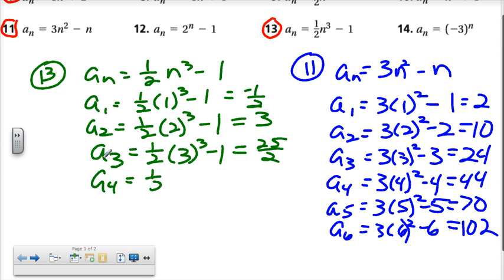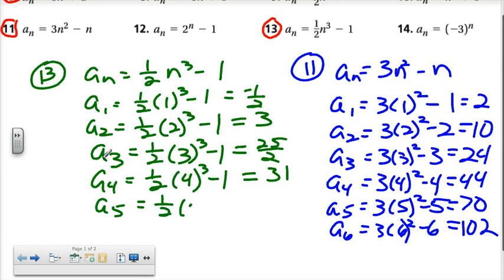Fourth term, 1/2 times 4 cubed minus 1. 4 cubed is 64, and half of 64 is 32, and 32 minus 1 is 31. And again, this one has a power. You know, normally I'd say, hey, let's stop and check and see if we see the pattern, but powers, we need a little bit more experience in order to start recognizing those.